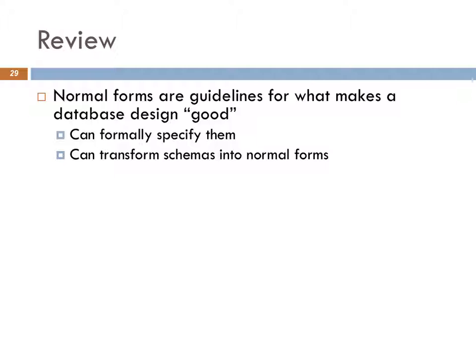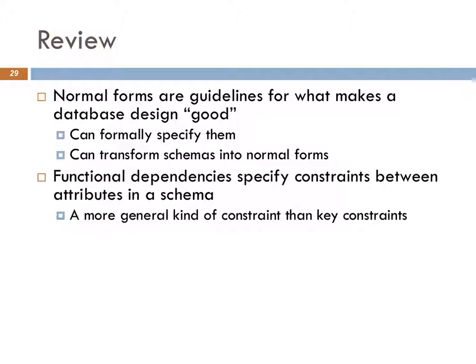So normal forms. Basically, these are guidelines for what makes a database design good. And the neat thing about them is that it is a formalism, so we can actually specify these things and reason about them. And you'll notice next time that you can get quite sophisticated in how you reason about them. But they're like a generalized version of a key. And this is kind of a neat thing. So we can actually use these to reason about keys. We can use them to identify redundant information. Okay? So constraints between attributes in a schema.